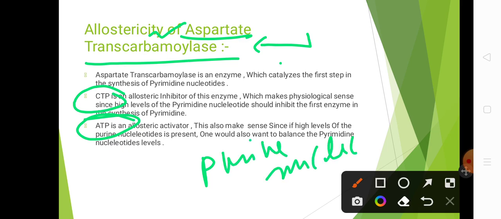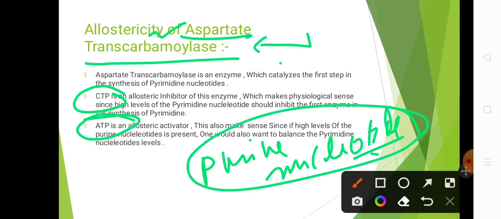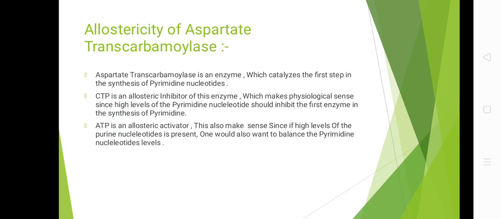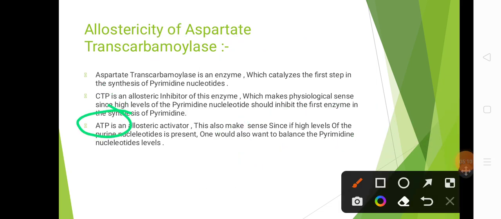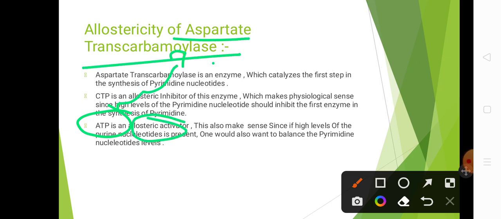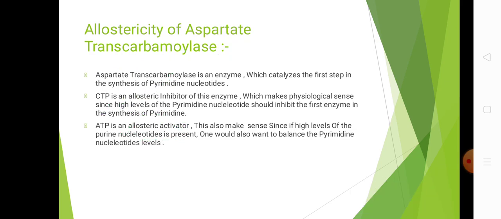Now again try to think about this. If the cell has a high amount of purine nucleotide, for example ATP, then the cell also tries to make the balance by increasing the production of pyrimidine, right? Because the amounts of purine and pyrimidine should be equal, right? So under such circumstances, the ATP which is present in excess will activate aspartate transcarbamylase as an allosteric activator. Okay, so that is the idea of allostericity of aspartate transcarbamylase.